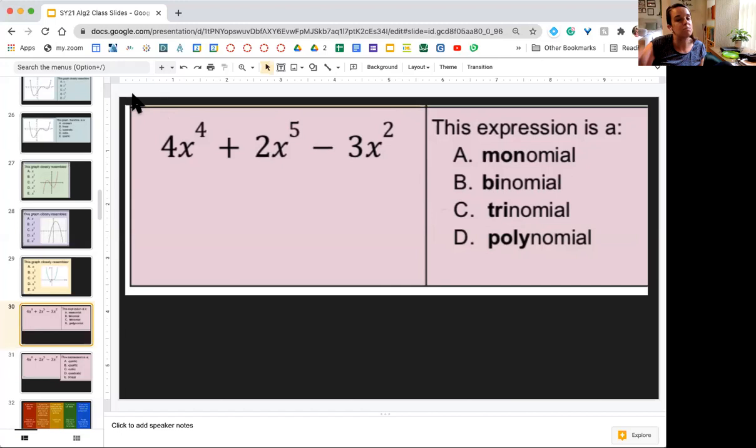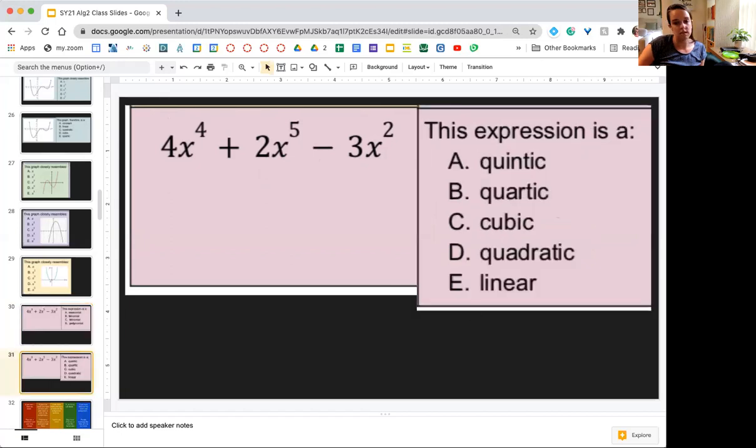Yes, it falls into the polynomial big idea, but its official name is trinomial because it has 1, 2, 3 parts. It has 3 terms, 3 things being added or subtracted together. So it is a trinomial.